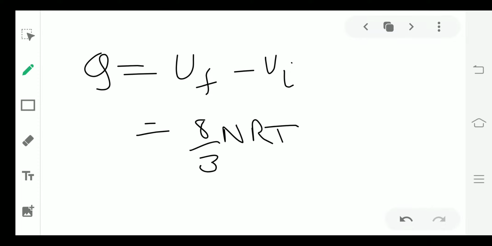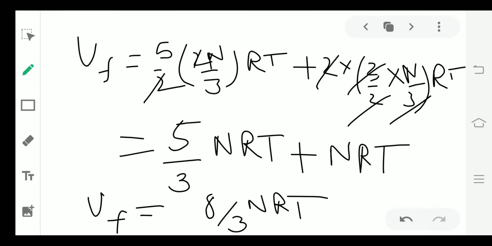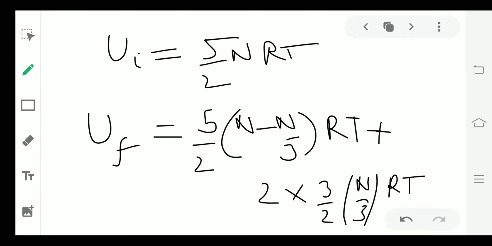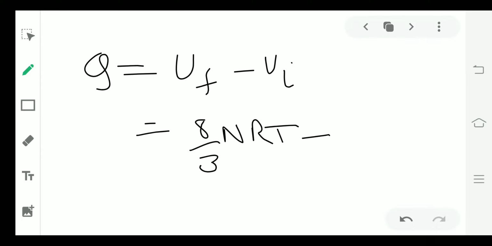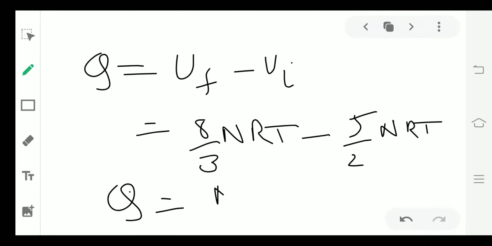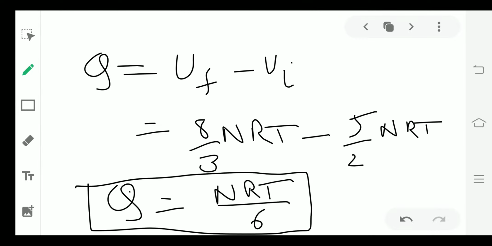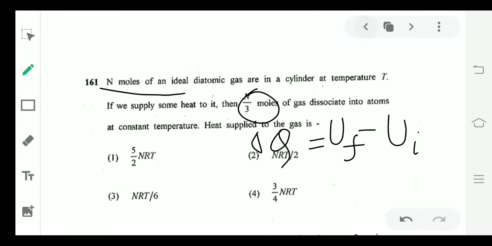nRT minus initially, the initial internal energy is 5/2 nRT. So it is 5/2 nRT. So the heat supplied comes out nRT/6. This amount of heat is supplied to break n/3 moles of diatomic gas. So the answer is nRT upon 6.